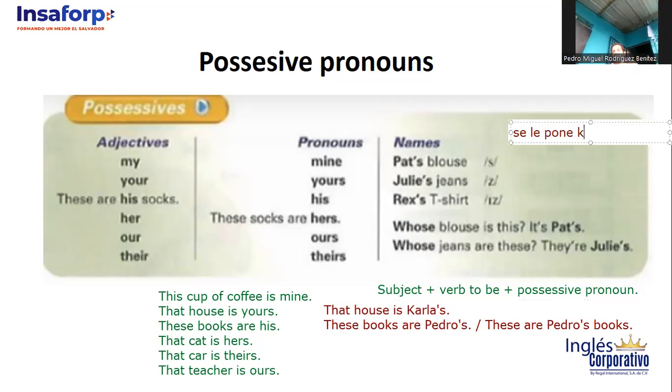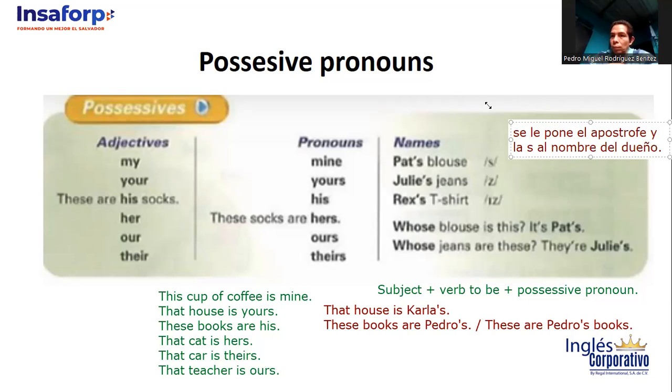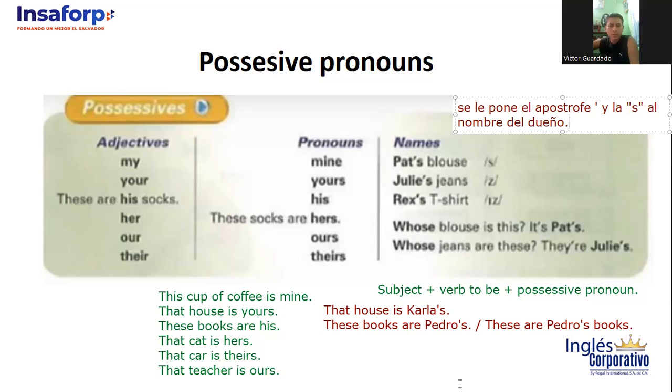Se le pone el apóstrofe, no se llama coma, se llama apóstrofe. Apóstrofe y la S al nombre del dueño. ¿Ok? El apóstrofe que se los voy a poner en ejemplo, ahí está. Y la S. ¿Qué es ese? Sorry.